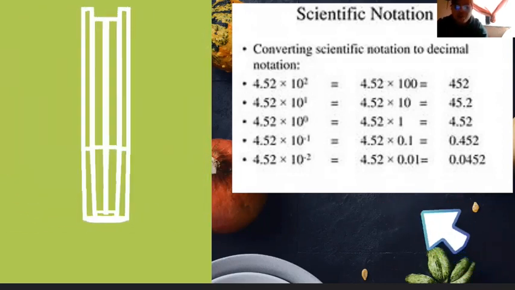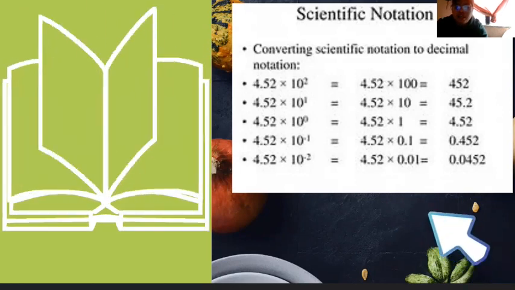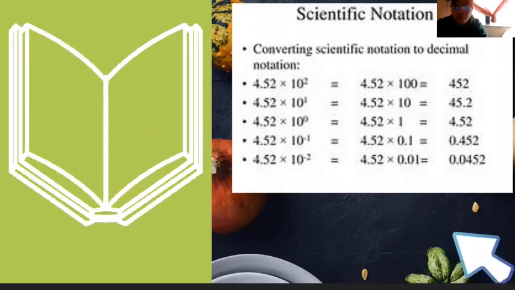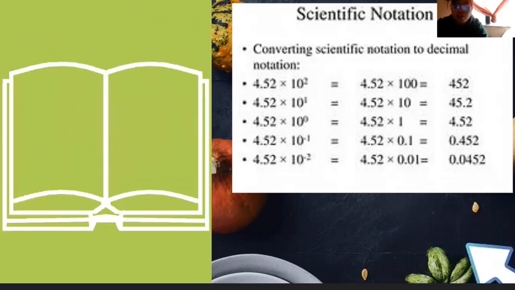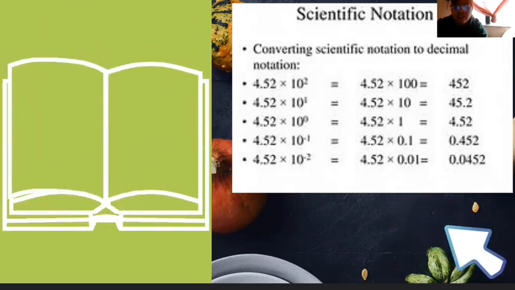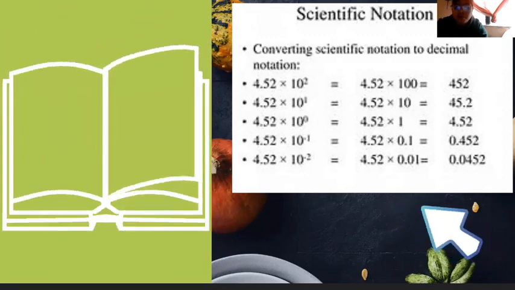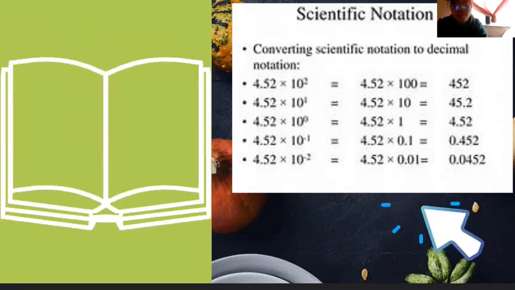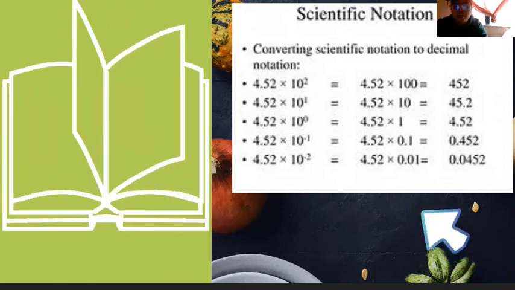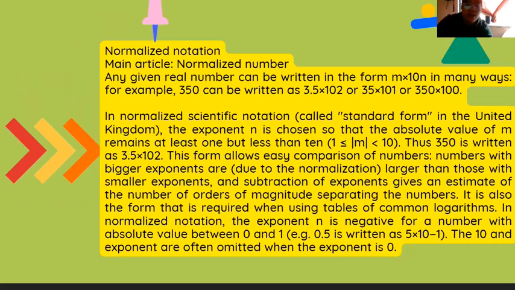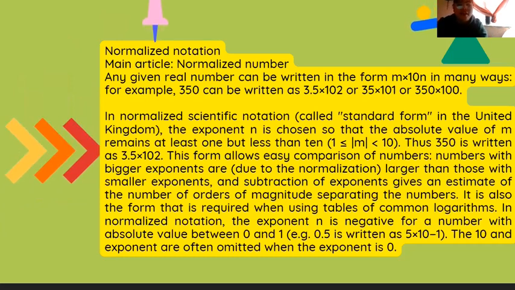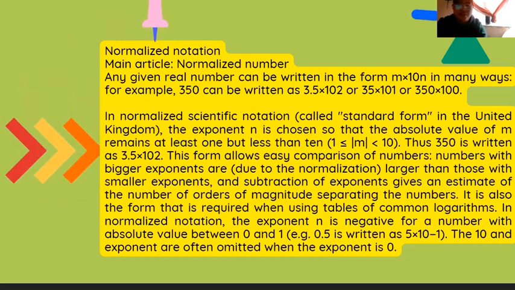Next is 4.52 times 10 to the negative 2 power. So 4.52 times 0.01. You will move two decimal places from right to left. So 1, 2, then add 0. It becomes 0.0452.